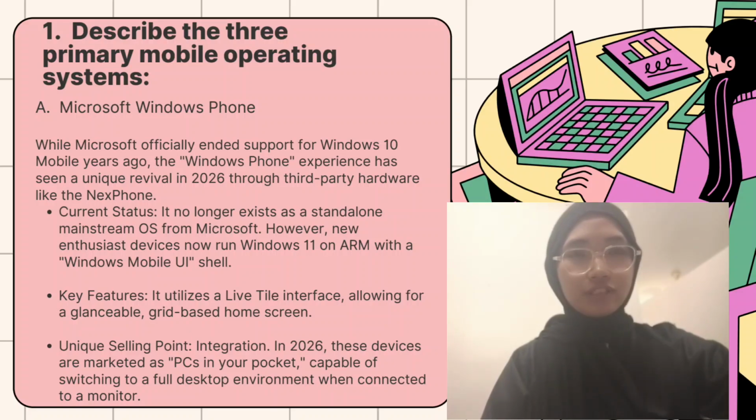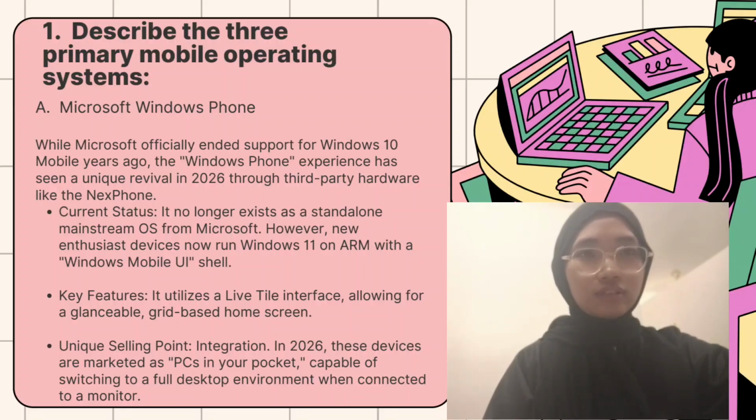One of the key features of Windows Phone is its live tile interface. This allows users to see real-time updates directly on the home screen, making it glanceable and grid-based. The unique selling point of this system is its integration. In 2026, these devices are often described as PCs in your pocket because they can switch to a full desktop environment when connected to a monitor.